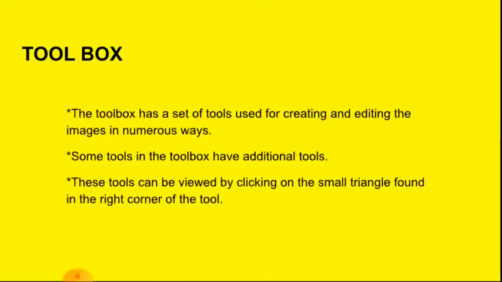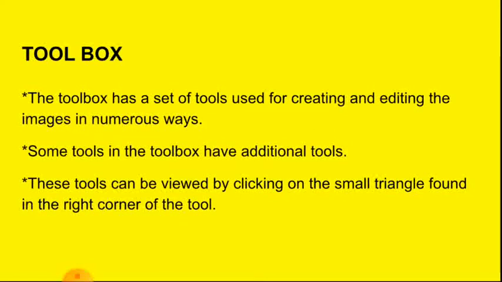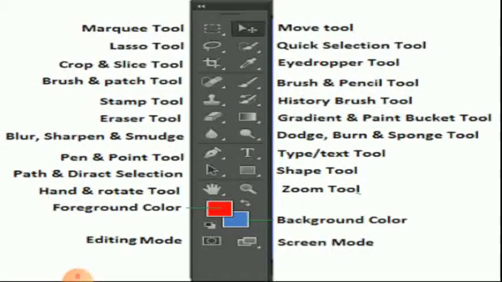Toolbox. The toolbox has a set of tools used for creating and editing images in numerous ways. Some tools in the toolbox have additional tools. These tools can be viewed by clicking on the small triangle found in the right corner of the tool. Can you see? There are several tools like marquee tool, move tool, lasso tool, quick selection tool, crop and slice tool. These are the several types of tools used in Photoshop. First we are going to learn about the marquee tool.